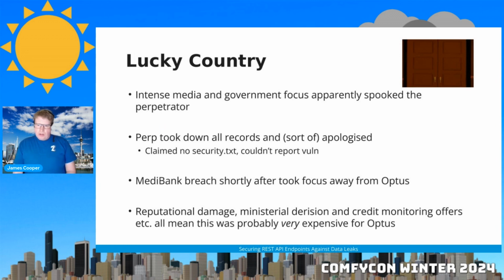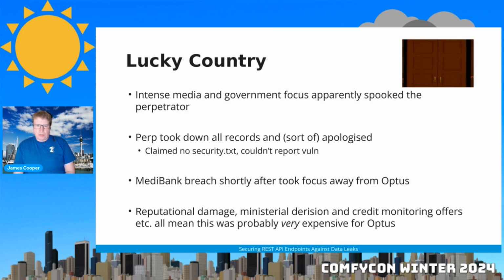So in the end, Optus actually got a bit luckier in all this. There was a lot of media focus and government focus happening, and the person who did this took down the records they had posted, this 10,000 record subset, and kind of sort of apologized for it and said, oh no, I'm going to take it down now. And they said, well, there's no security.txt file, so I can't report the vulnerability, and therefore I went and scraped it all and tried to extort people, because one obviously leads to the other.